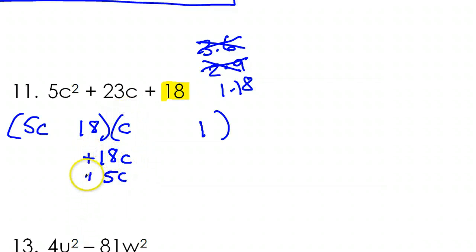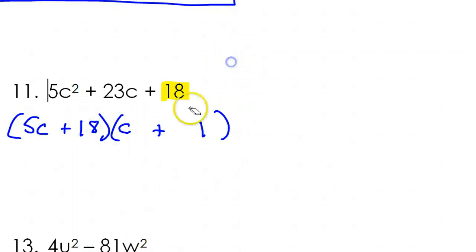If both of these are positive, that will give me 23c. That means both of these have to be positive. Is that going to give me a positive 18 if I multiply? Yes, positive 18 times positive 1 is positive 18. So that's it. That's a very strange factoring problem. 18 times 1, you don't see that every day.